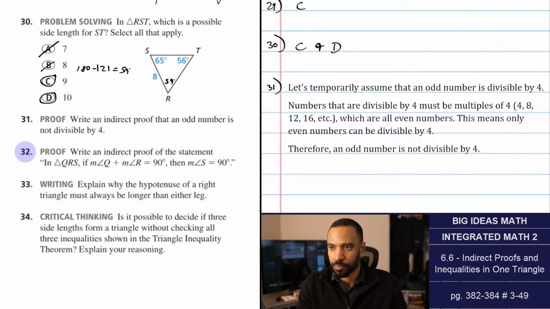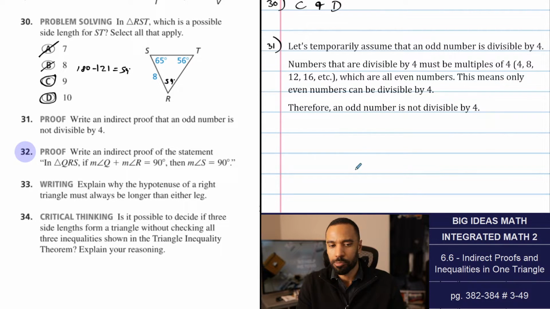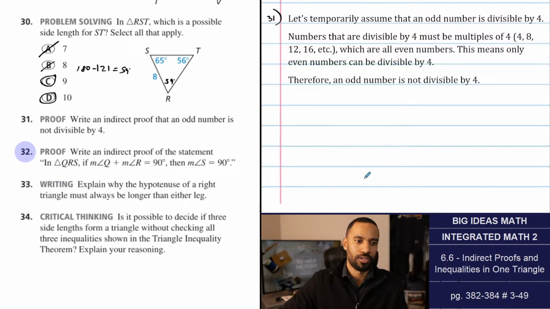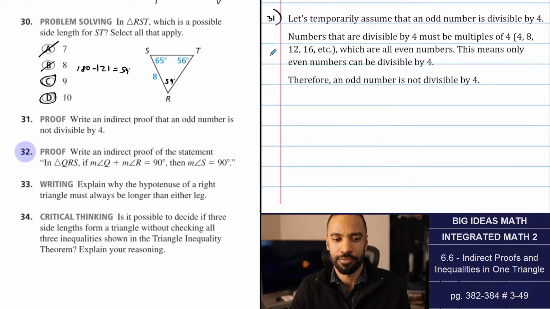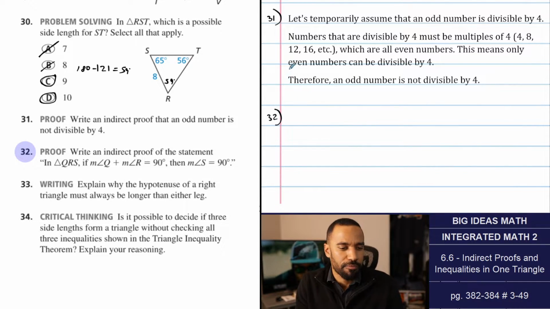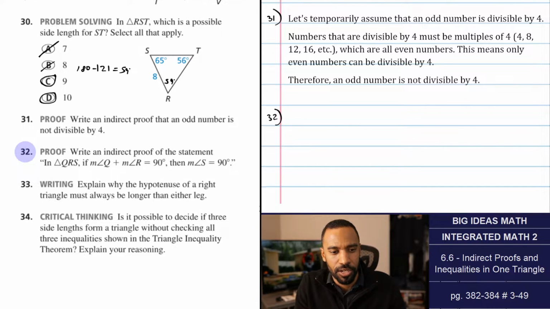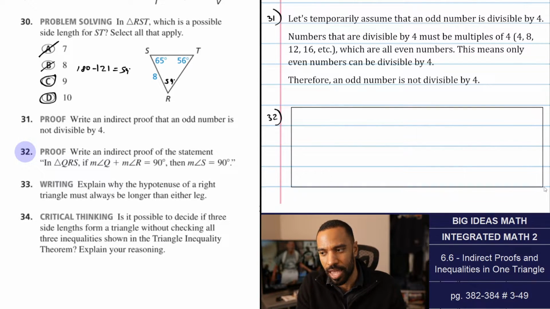Number 32. Write an indirect proof of the statement: in triangle QRS, if the measure of angle Q plus the measure of angle R is 90 degrees, then the measure of angle S is 90 degrees. The only problem with this one for me is going to be the typing format. I can't really use the angle symbol.